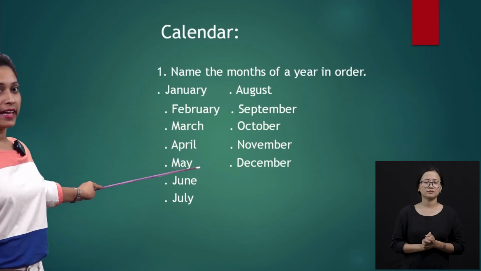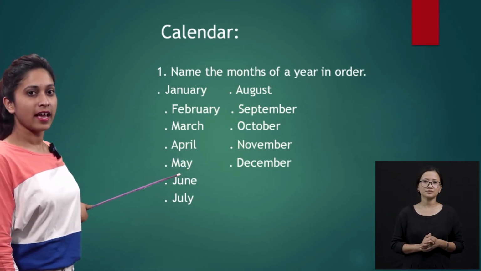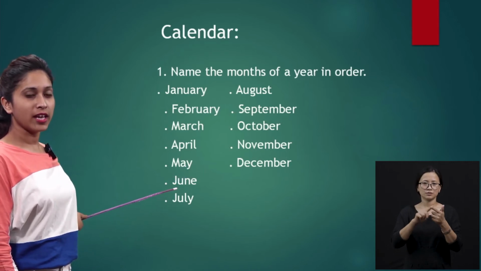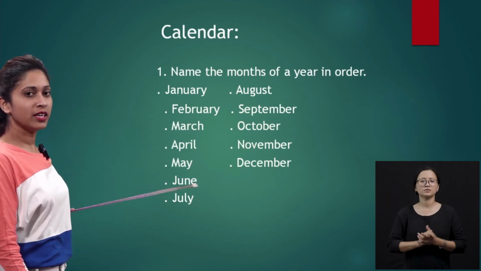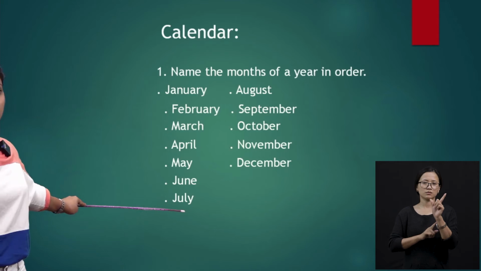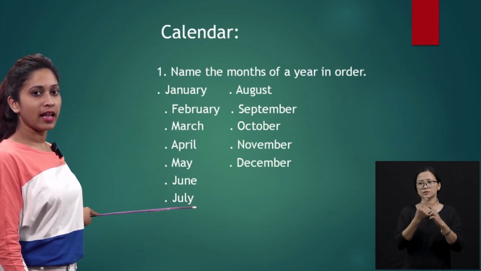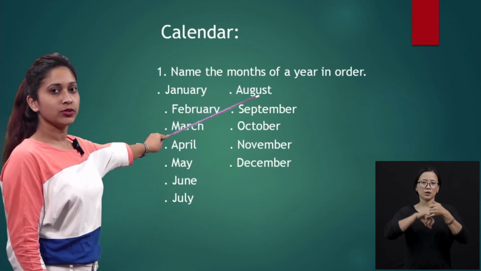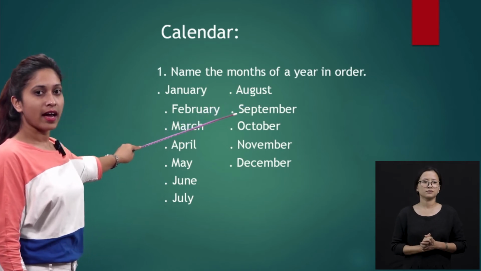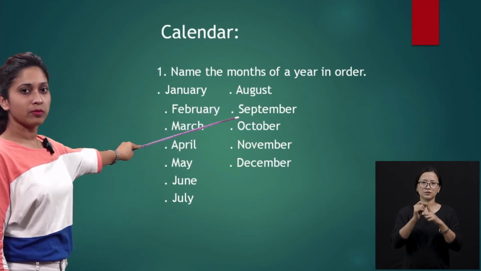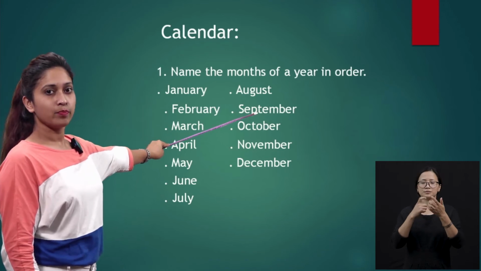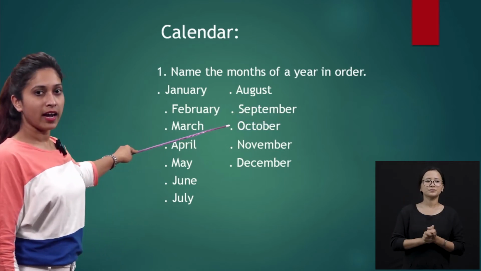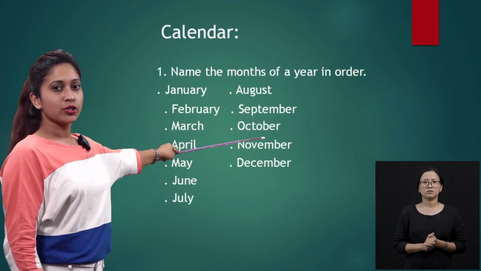How many of your birthdays are in the month of May, students? M-A-Y, May. Then you have June. J-U-N-E, June. Then you have July. You have to know the spellings properly. J-U-L-Y, July. Then you have August, A-U-G-U-S-T, August. Then you have September. What is the spelling of September, children? S-E-P-T-E-M-B-E-R, September, right? Then you have October, another month.